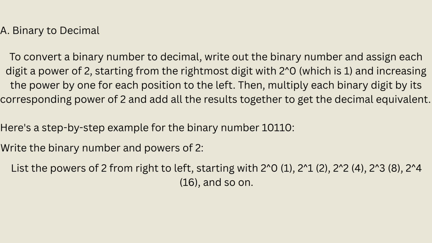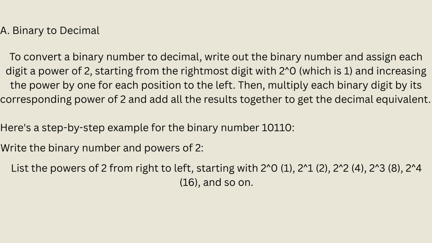A. Binary to decimal. To convert a binary number to decimal, write out the binary number and assign each digit a power of 2 starting from the rightmost digit with 2 to the 0, which is 1, and increasing the power by 1 for each position to the left. Then multiply each binary digit by its corresponding power of 2 and add all the results together to get the decimal equivalent. Here's a step-by-step example for the binary number 10110.